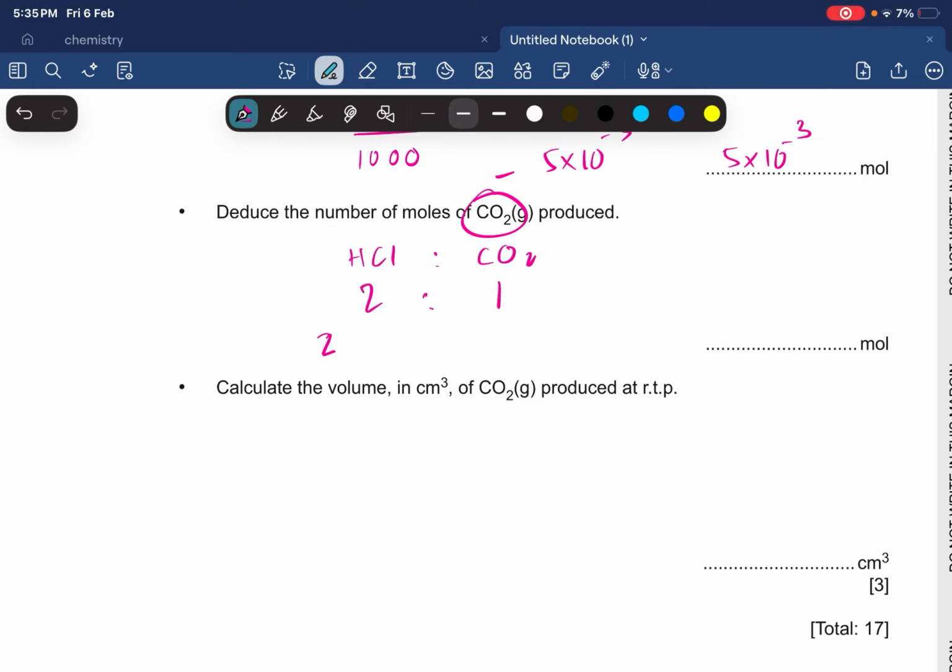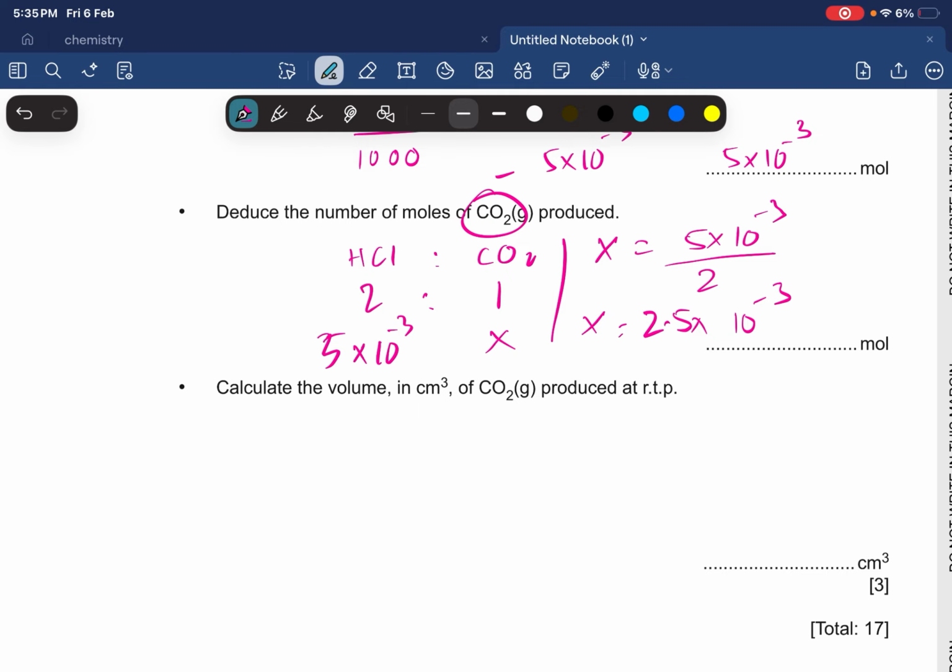So if HCl is 5 into 10 raised to power negative 3, CO2 is going to be divided by 2. So x equals 5 into 10 raised to power negative 3 divided by 2, which is 2.5 into 10 raised to power negative 3. Calculate the volume of carbon dioxide. If we multiply the moles with 24,000, we get the volume in cm cube. So 2.5 into 10 raised to power negative 3 multiplied by 24,000 gives 60 cm cube.